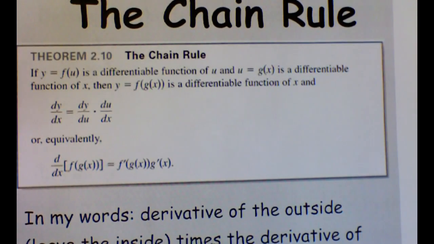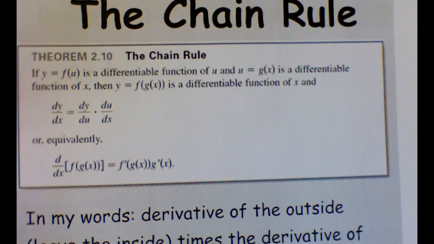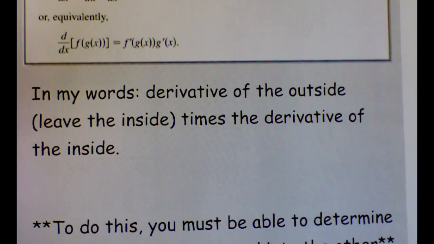So what is the chain rule? The chain rule says if y equals f of u is a differentiable function of u, and u equals g of x is a differentiable function of x, then y equals f of g of x. This is a composite function, and it is differentiable. And dy/dx, the derivative of y with respect to x, is equal to dy/du times du/dx. Or in a different notation, d/dx of f of g of x equals f prime of g of x times g prime of x. In my words, the derivative of the outside, leave the inside, times the derivative of the inside.